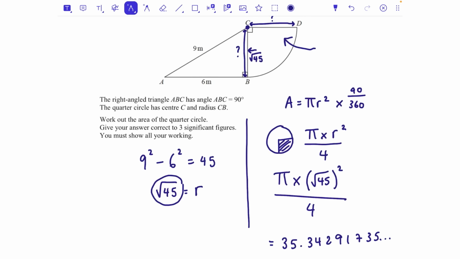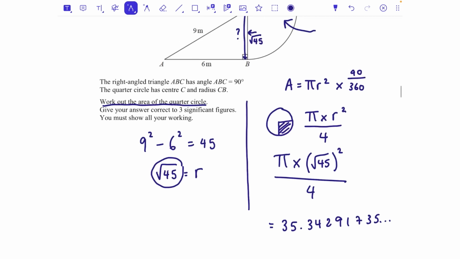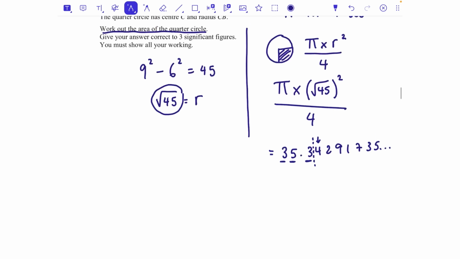So give your answer correct to 3 significant figures. They just wanted the area of that quarter circle. We don't have to add on the triangle or anything like that. 3 significant figures. So that 3 there is your first significant figure, second significant figure, third significant figure, and we want to round there. The next number's a 4, which rounds down. So that is going to be 35.3.